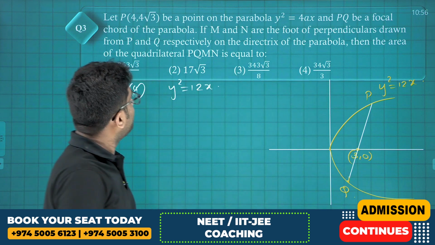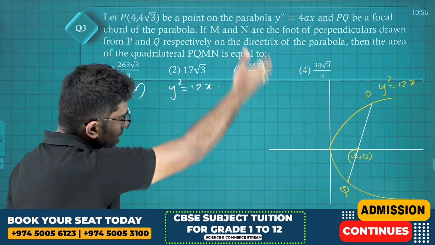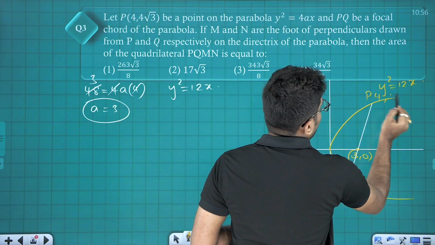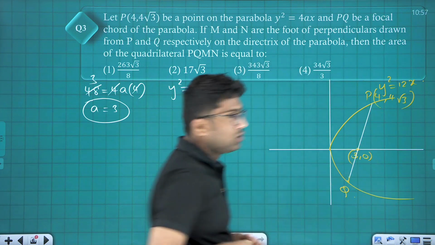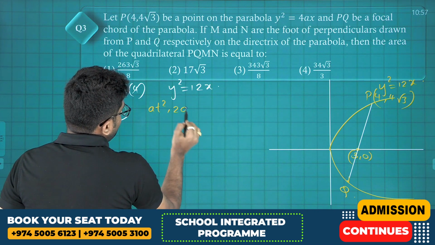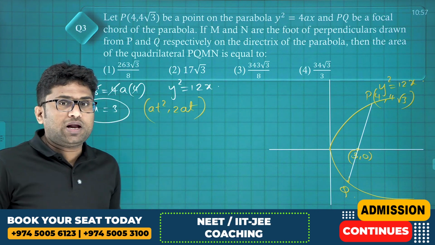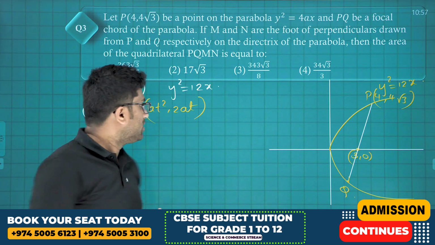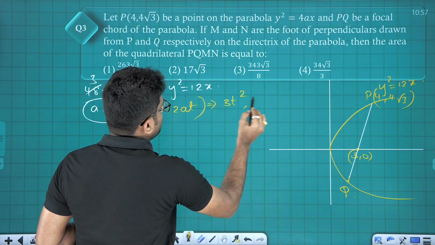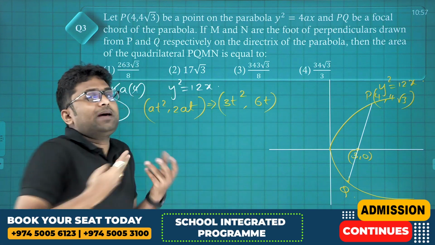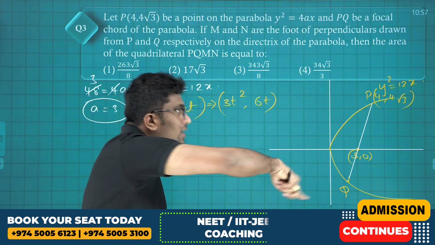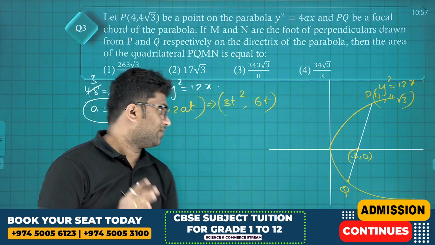Okay, now what are they asking? PQ is the focal chord of the parabola. Yes, PQ is passing through the focus and we know P coordinates are 4, 4 root 3. And one more thing: generally, what is the parametric point on the parabola y square is equals to 4ax? At square, 2at. So here we have a is equals to 3, that is 3t square, 3 2s are 6t is any parametric point. As we keep on changing t, we'll get any point on the parabola y square is equals to 12x only.